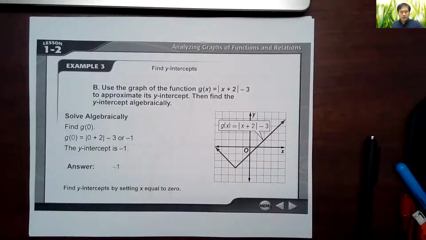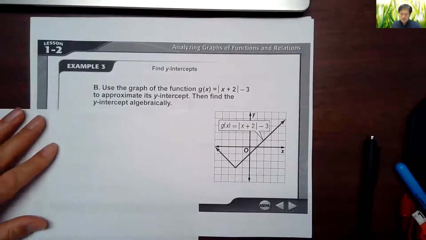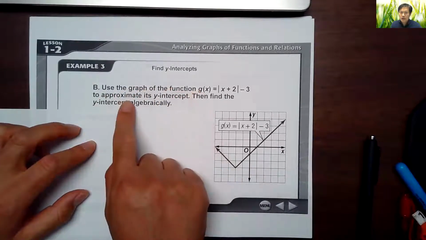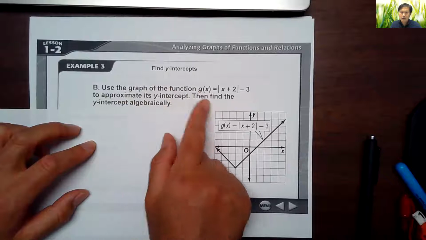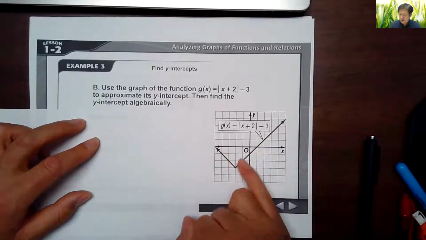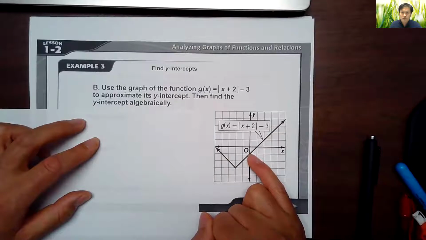Okay, so given this, use the graph of the function g of x to approximate its y-intercept. Then find the y-intercept algebraically. Okay, the graph is provided. How do you find the y-intercept? Just look for where the graph hits the y-axis: -1.